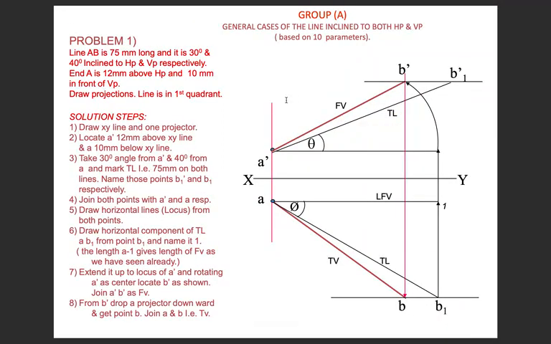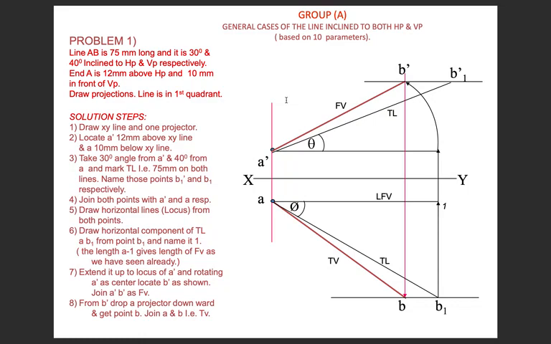So here is problem number 1. Line AB is 75 mm long and it is 30 degree and 40 degree inclined to HP and VP respectively. Remember the circuit diagram. End A is 12 mm above horizontal plane and 10 mm in front of the vertical plane. Draw projections and line is in the first quadrant.